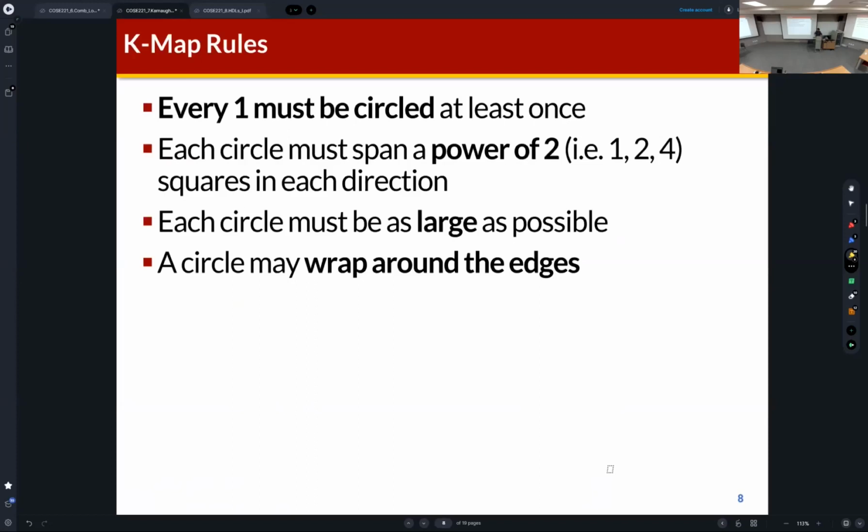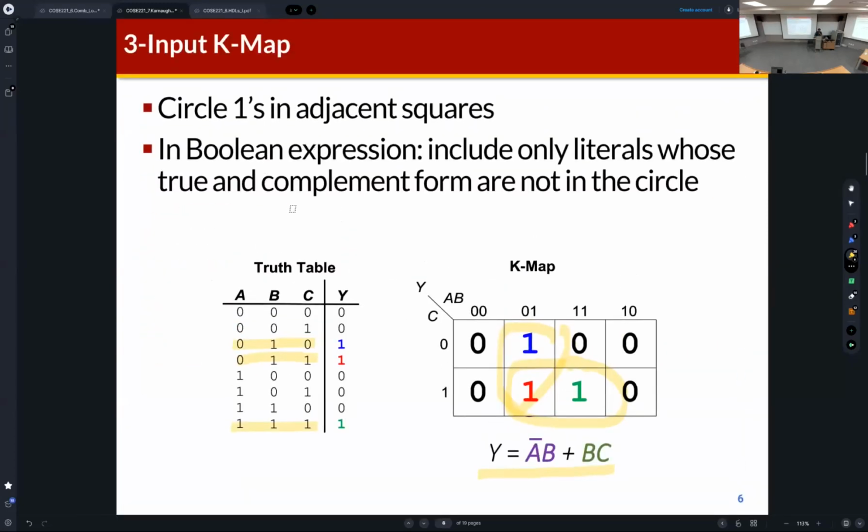So this is the rule of using Karnaugh Maps. Every one, which means the output value one, must be circled. So when we optimize this Boolean equation in the Karnaugh Map, we circle this one, this one, this one. Okay. The groups include all the ones, output one.